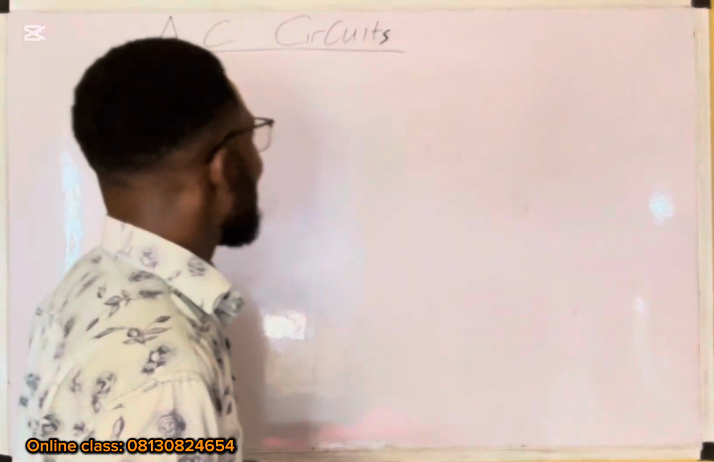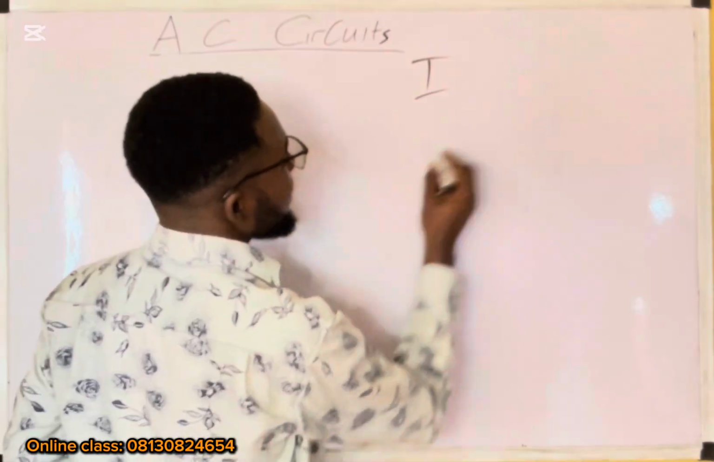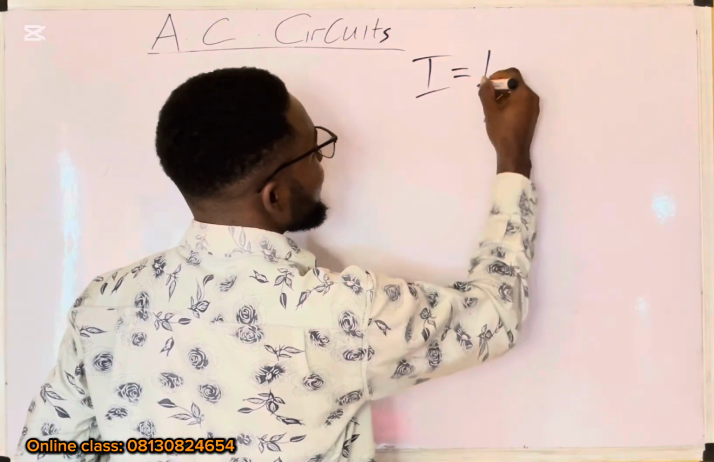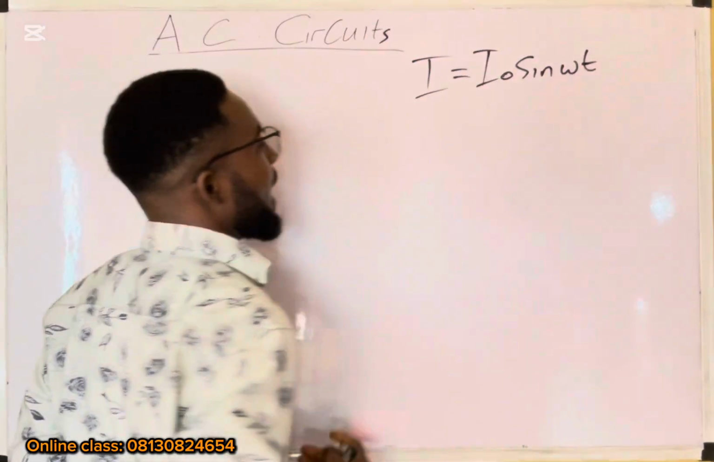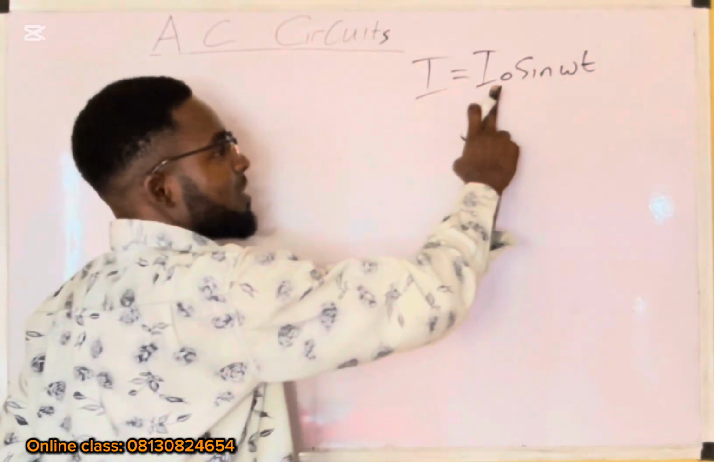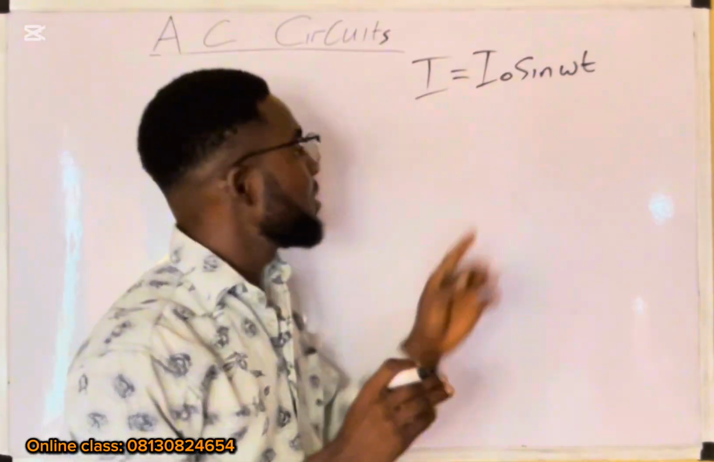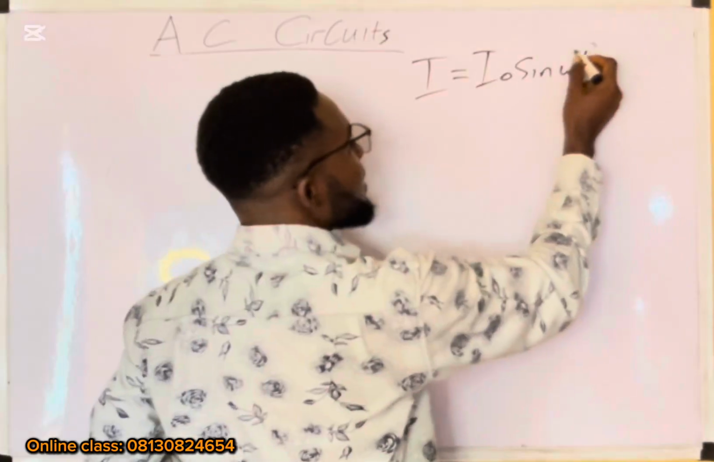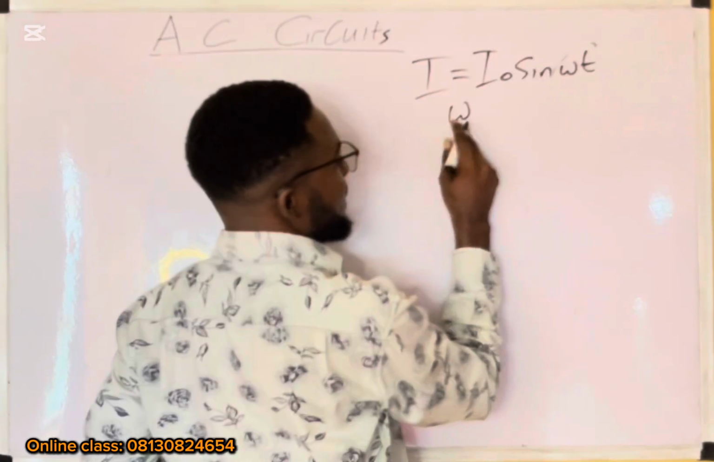Okay. Now, the alternating current in the circuit is given by I equals I naught sine omega t. This I is the instantaneous current. This I naught is the peak current, that's the maximum numerical value of the current. And this omega t is the phase angle, where omega is the angular speed.